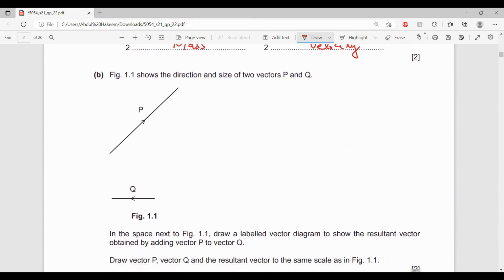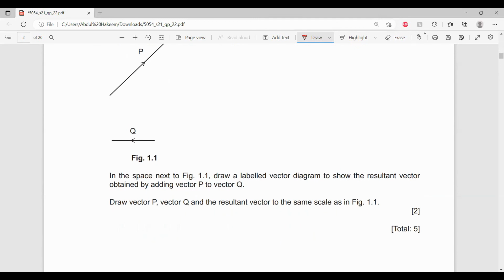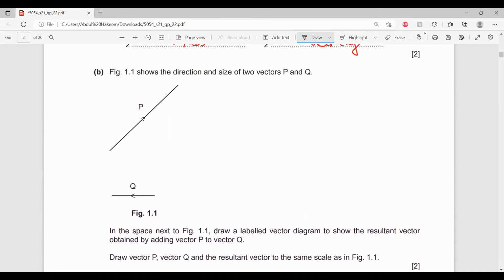And the next part: Figure 1.1 shows the direction and the size of the two vectors P and Q. In the space next to Figure 1.1, draw a labeled vector diagram to show the resultant vector obtained by adding vector P to vector Q. Draw the vectors P and Q and the resultant vector to the same scale as this. Okay. So we have to draw both.